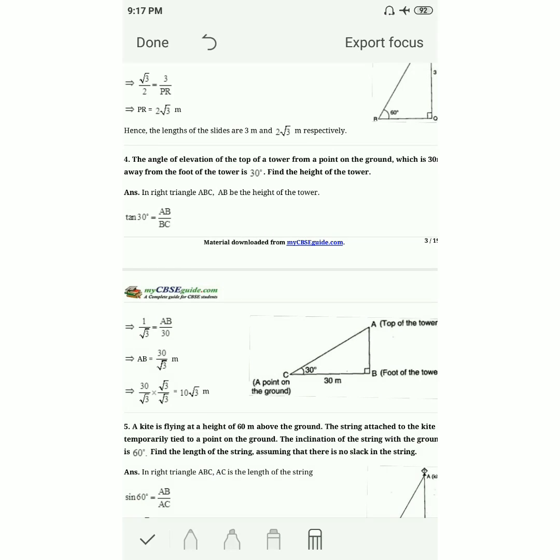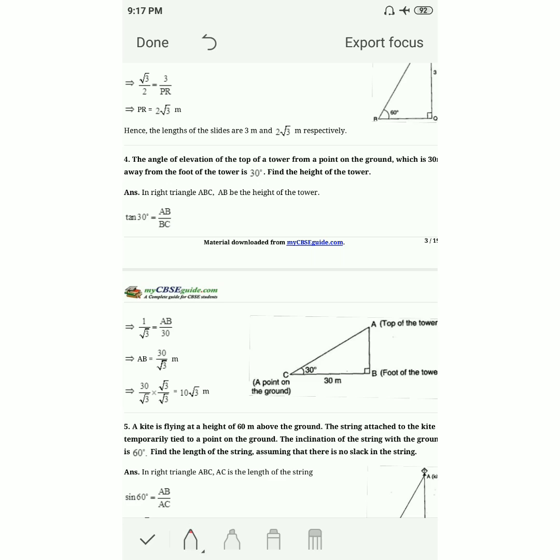Question number 4. The angle of elevation of the top of a tower from a point on the ground which is 30 meter away from the foot of the tower is 30 degree. Find the height of the tower. First of all, we need to make a figure.